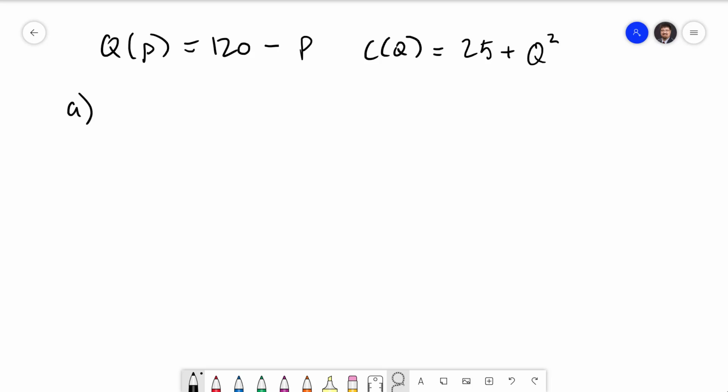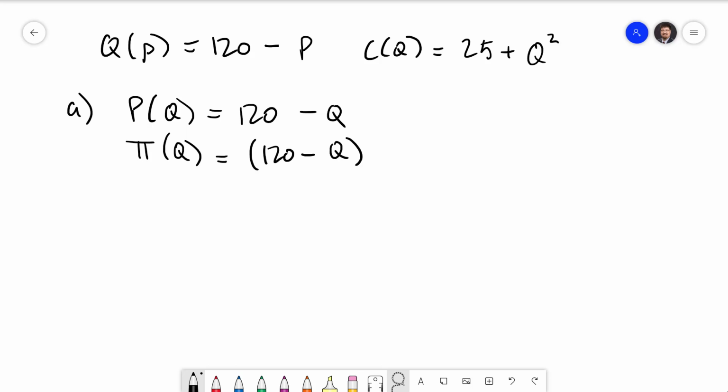In part A, we are going to figure out the profit maximizing price and quantity for a monopoly. First thing we always do for a monopoly problem is to find the inverse demand function by solving the demand function for P instead of Q. So I'm going to add P to both sides and subtract Q from both sides to get P of Q equals 120 minus Q.